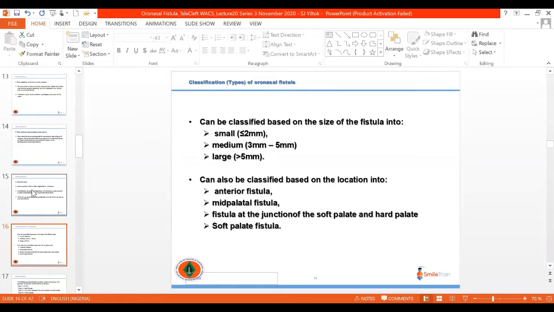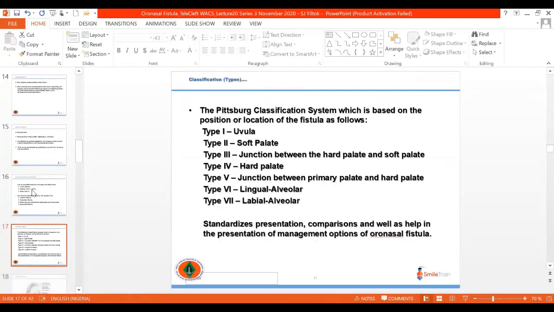There is a classification, the Pittsburgh classification system, which is based on the position or location of the fistula, and they are classified into type 1 to 7. This Pittsburgh classification system has allowed for standardization of presentation and comparison. It has helped in comparing different options of management.